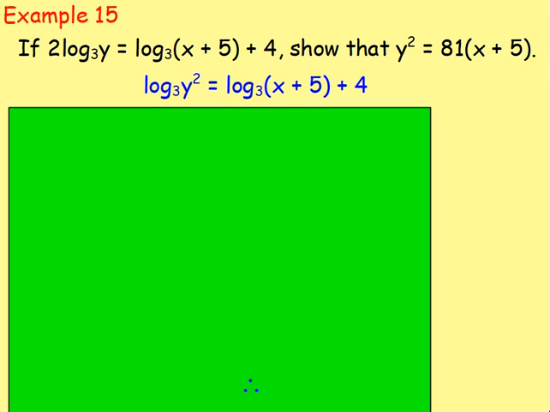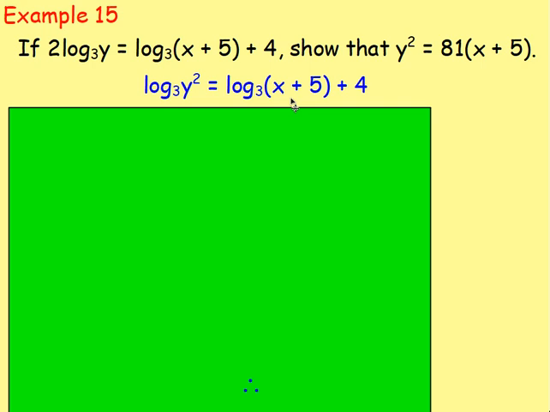Example 15. If 2 log base 3 of y equals log base 3 of x plus 5, plus 4, show that y squared equals 81 bracket x plus 5. So for this one, definitely a bit trickier. Anybody have any suggestions for what you could do? Yeah, good. The first thing I would do is take the logs just to one side. So here I've got log base 3 of y squared.